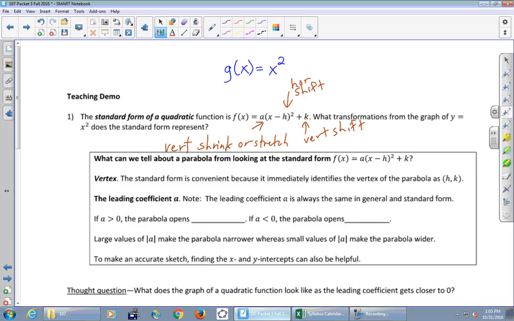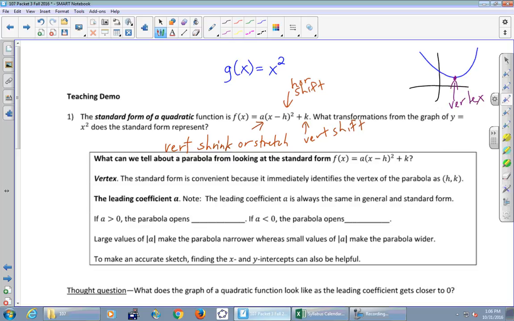So in the box here, it says, what can we tell about a parabola, the graph of this new complicated thing, by looking at our standard form? All right, so you guys know the word vertex, right? So you got a parabola there. The vertex is the bottom point on this parabola. So that guy right there, vertex.